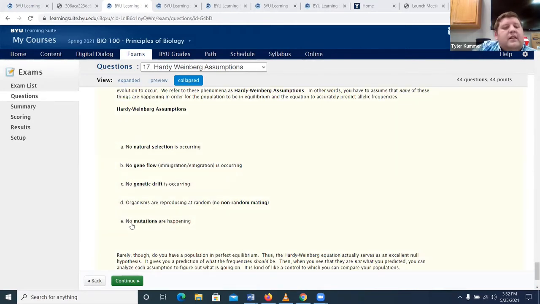Now, just like with the natural selection postulates, you're going to be given scenarios. You'll need to be able to say, okay, based on this scenario, which of these assumptions of Hardy-Weinberg were violated and therefore resulted in evolution occurring. And so you'll have to be able to pick those out.